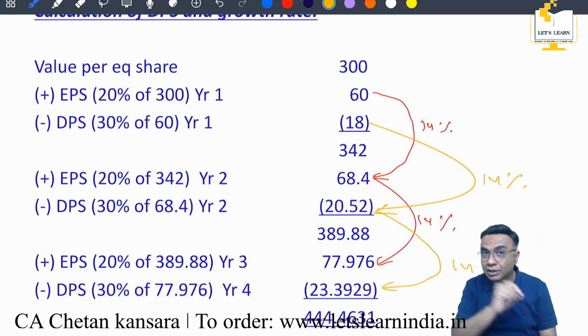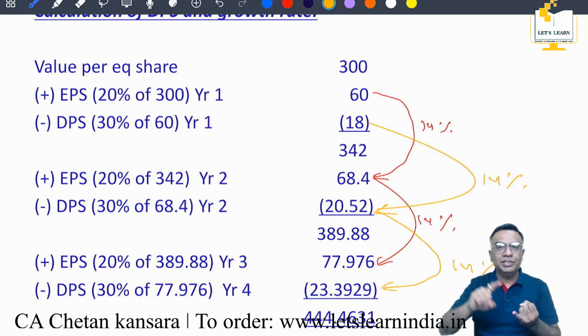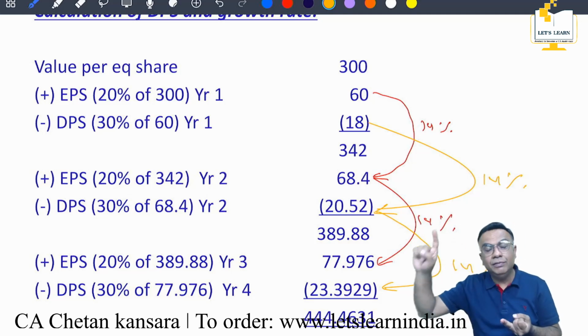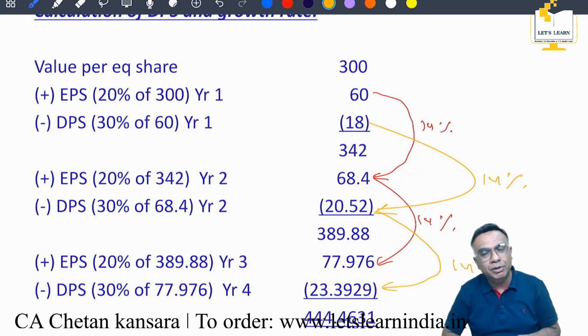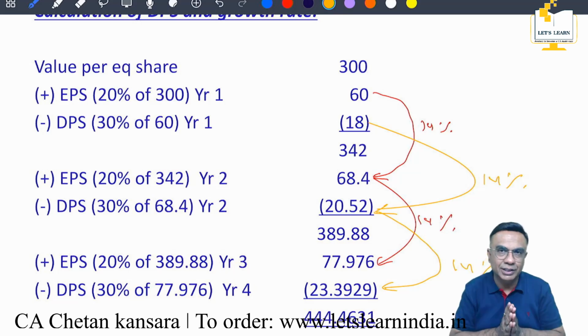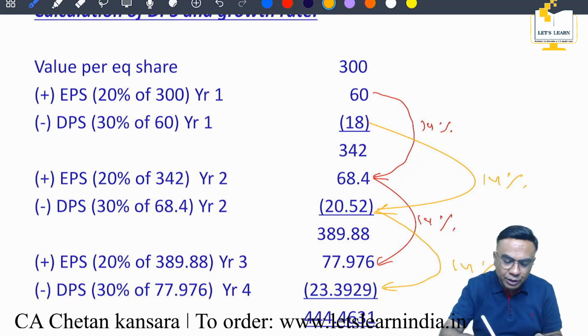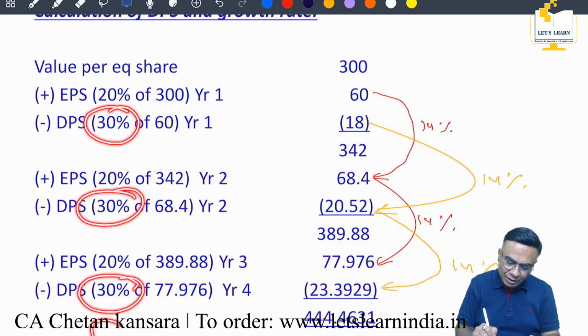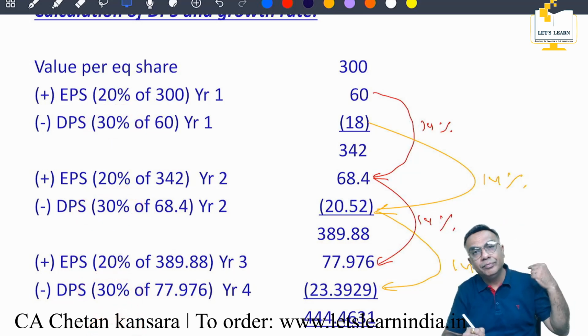But we have an assumption. This is the growth rate. I hope you understood. 14%, 14%, 14%. Every year earning is increasing by 14%. Every year dividend per share is increasing by 14%. But we assume that payout ratio will remain constant. 30%, 30%, 30%, 30% in perpetuity.